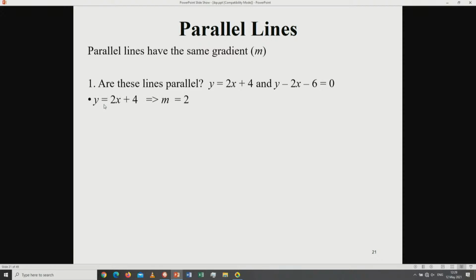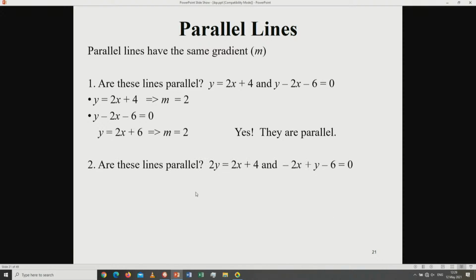Okay. Then, the first one, the gradient is 2. Then this one, we've got y minus 2x minus 6 is equals to 0. Then we rewrite it, so we have y is equals to 2x plus 6. Therefore, the gradient is 2. Then, since the gradients are the same, we can conclude that, yes, the two lines are parallel to each other. The reason for that, they have the same gradient.